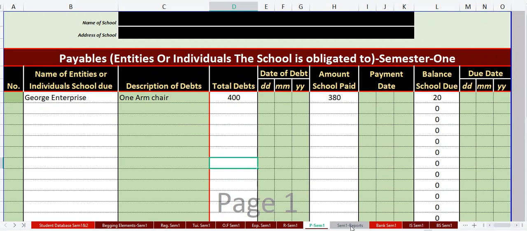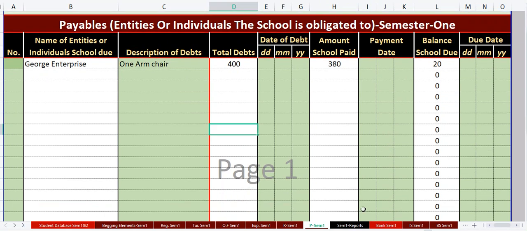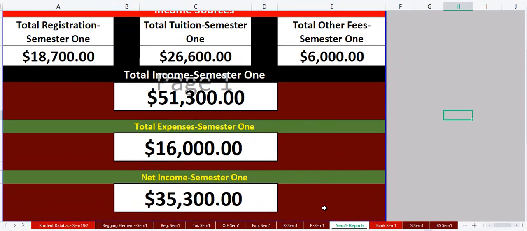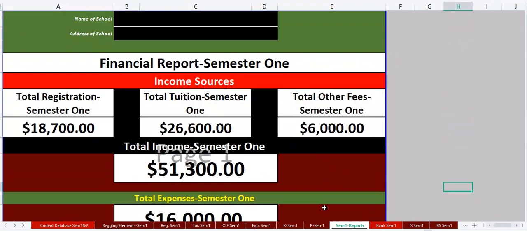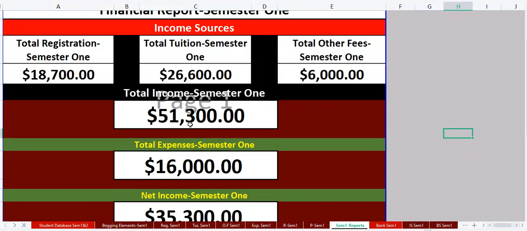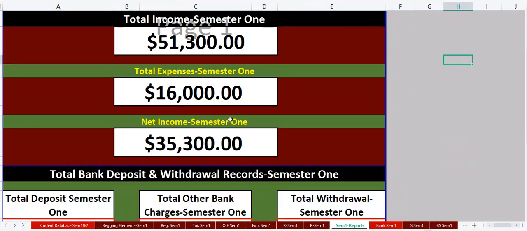Great. So now, if you look at the monthly report, you see something like this. But we'll still come back here. The registration we collected 18,700, and then the tuition we collected 26,600, and then the other fees we collected 6,000. So the total income to the school is 51,300. All right, and the expenses we made was 16,000.